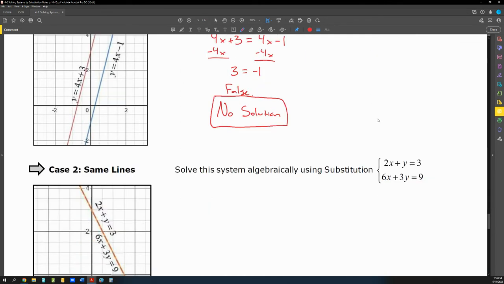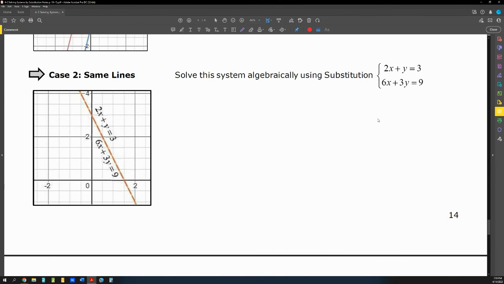Now let's consider case 2, where it's the same lines. Remember, graphically, these are two lines that are stacked right on top of one another. So to solve this system, I see that we have not quite a y by itself, but it's one step away. So 2x plus y equals 3. If I subtract 2x from both sides, then I get y is equal to negative 2x plus 3. And that we can plug into the equation 6x plus 3y equals 9. So I'm going to plug in negative 2x plus 3 in for y in the other equation.